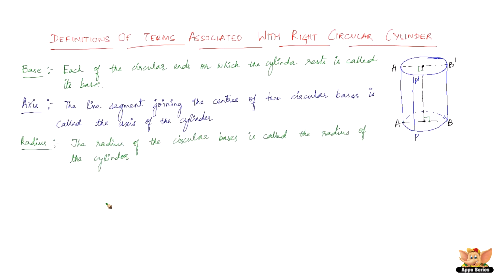The next term is radius. Radius is a term that we are very familiar with already. The radius of a circular base is called the radius of the cylinder. Here we are not exactly looking at radius as in a circle, but at radius with respect to the right circular cylinder. What is the radius of a right circular cylinder? So what will you say then? The radius of the circular base, or the bases, is called the radius of the cylinder itself.